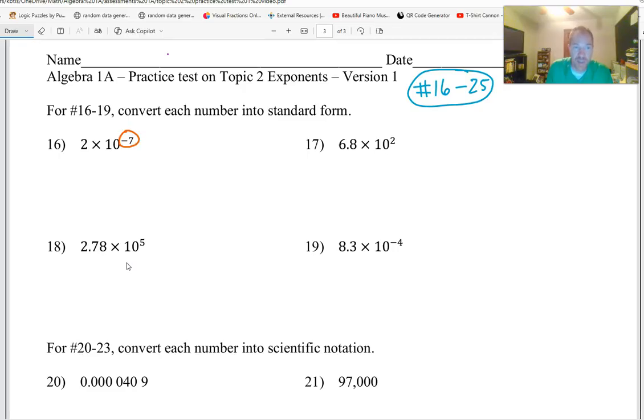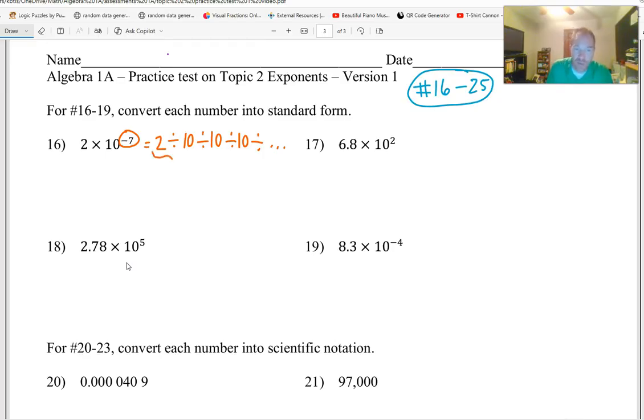A negative exponent I can think of as repeated division. So we are going to start with the 2, and we're going to divide by 10 7 times. I'm not going to have space here to write this all out, but this is the idea. Start with the 2, divide by 10, divide by 10, divide by 10. We divide by 10 a total of 7 times.